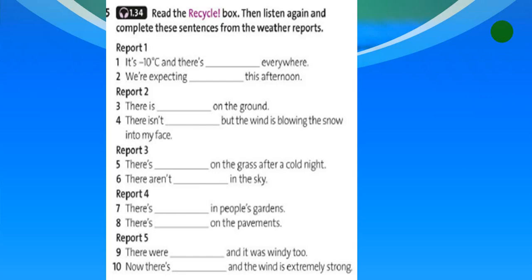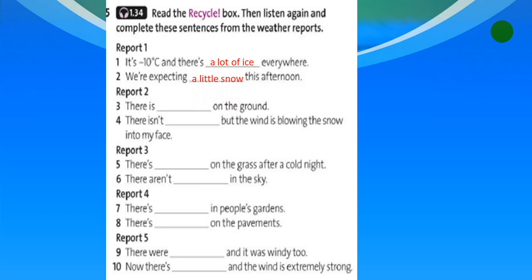1. It's -10 degrees Celsius and there's a lot of ice everywhere. On cars, on trees, on houses. The ice is 10 centimeters thick in some places. In a strange way, it's beautiful to look at, but icy roads are dangerous for drivers and pedestrians. And there are many homes in the area without electricity. We're expecting a little snow this afternoon.